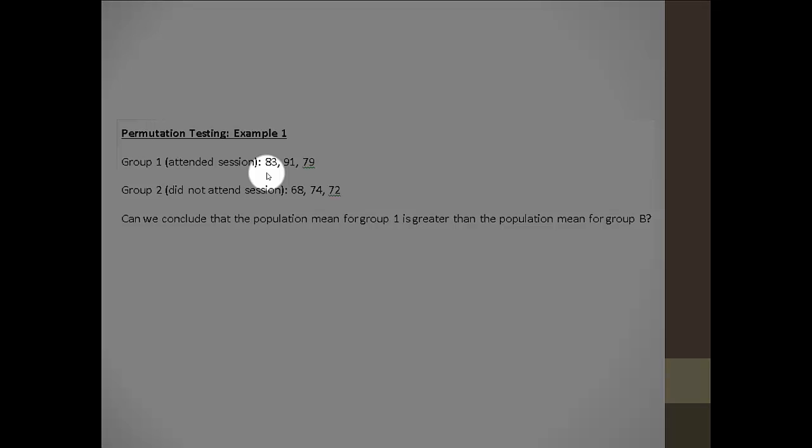You can see that the scores are higher in group 1 than in group 2. But what we want to know is, can we conclude that the population mean, not just the sample mean, for group 1 is greater than the population mean for group B? Like how I switched between 1 and 2 and A and B there.